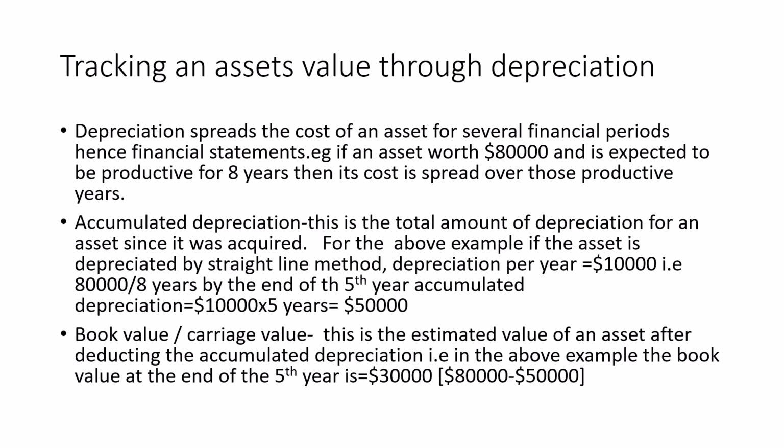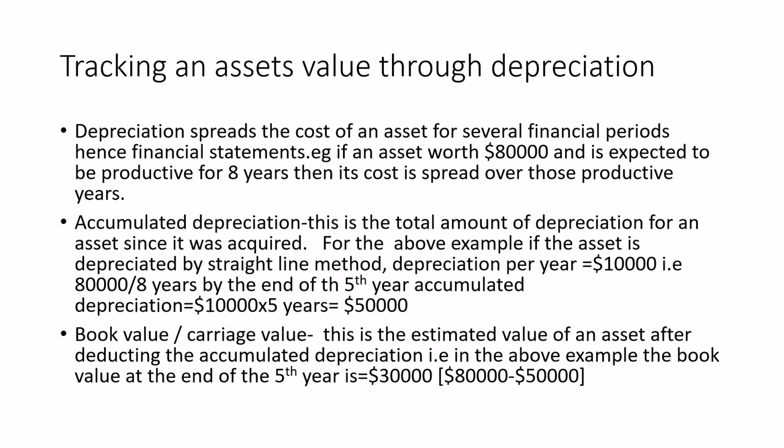So we want to tackle this subtopic, tracking an asset through depreciation. Let us look at some terms. Depreciation spreads the cost of an asset over several financial periods, hence financial statements. For example, if an asset is worth $80,000 and it's expected to be productive for 8 years, then its cost is spread over those productive years.